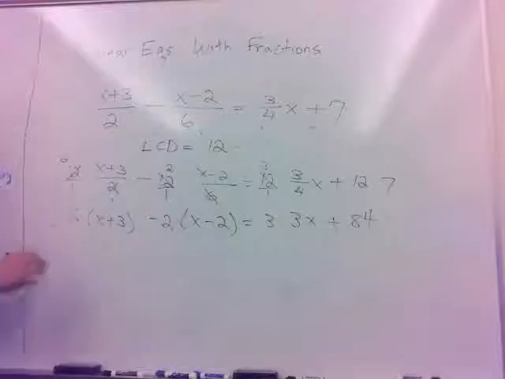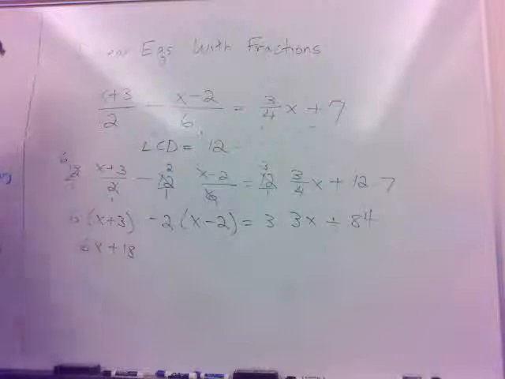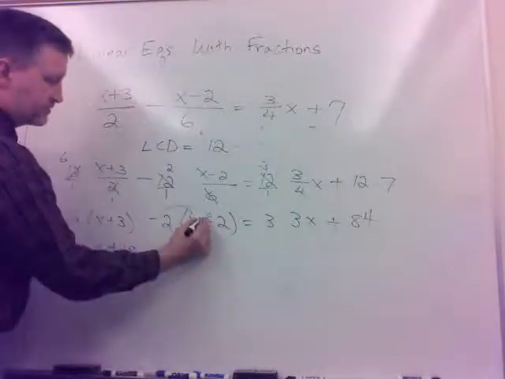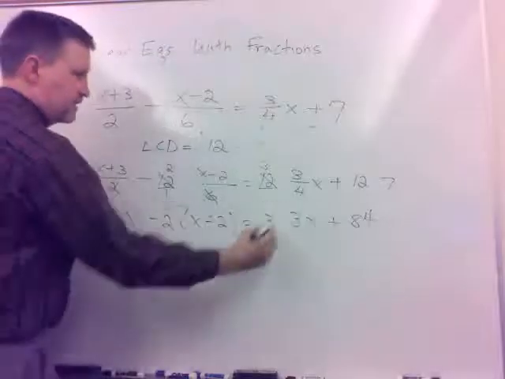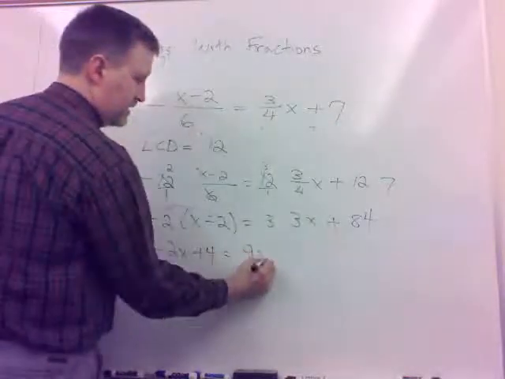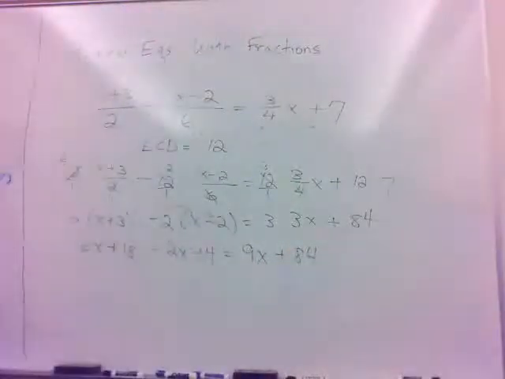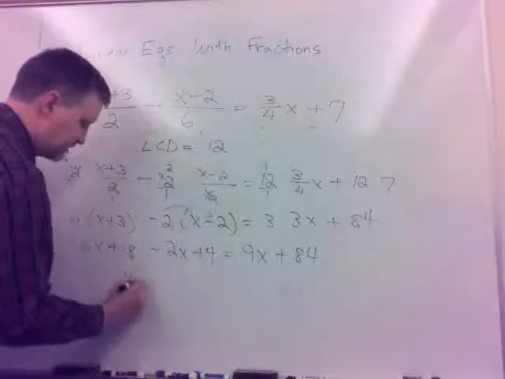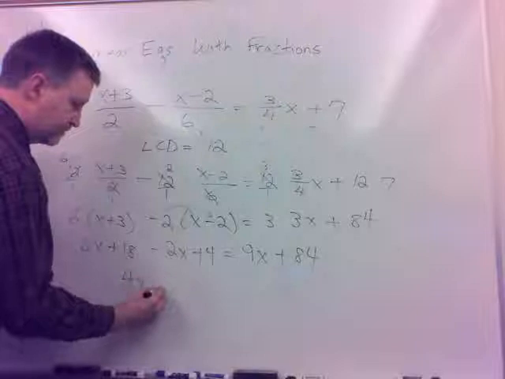Much nicer. All right, so 6x, distributing that out, 6x plus 18. Distribute the minus 2, so that'd be minus 2x plus 4. And then 3 times 3x is 9x. So I have 9x plus 84 on the right side. Combine like terms on the left. 6x minus 2x is 4x. 18 plus 4, combine those, will be 22.